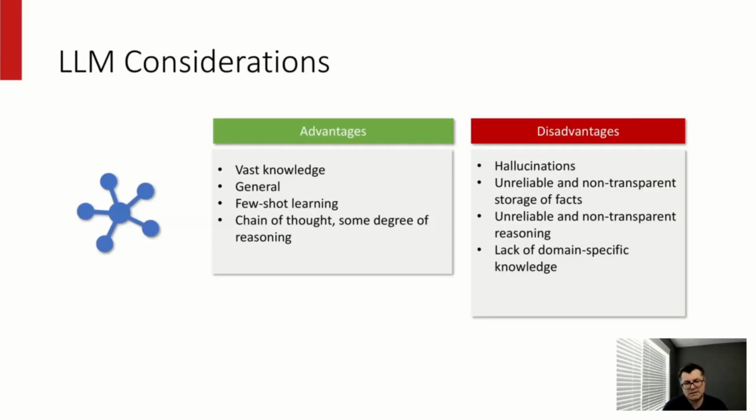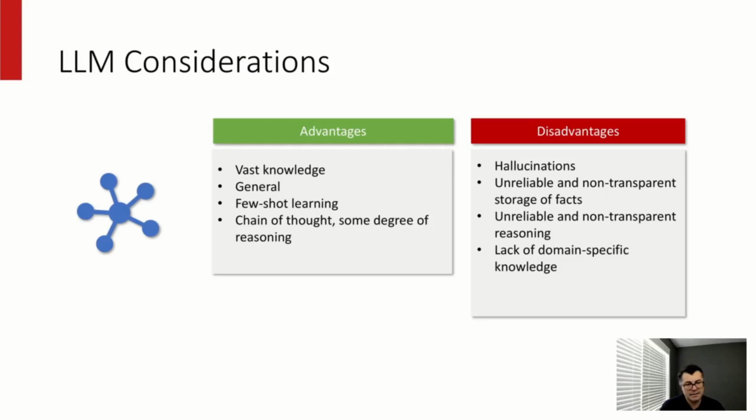Looking at large language models, we have some advantages and disadvantages. The advantages are that it has vast amounts of knowledge. It's quite general. I mentioned the few-shot learning, so I can just tell it, write me a poem about cheese, and it will do that, with no examples. And then there's the idea that it has some limited degree of reasoning capability and the ability to maintain a chain of thought. So that's what impressed people.